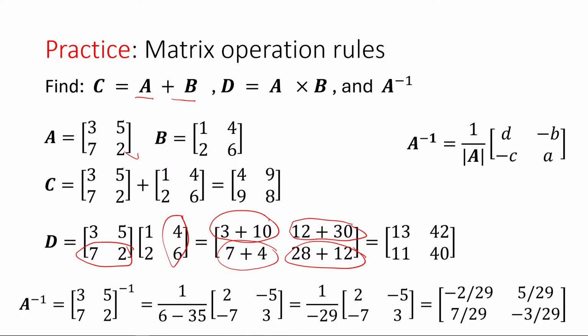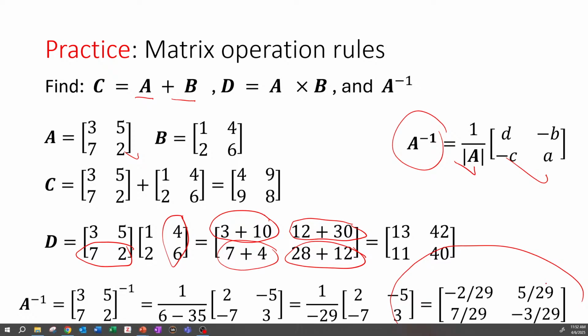For a matrix inverse, you can use this formula, for example, if it's a 2 by 2 matrix, and that's the determinant of the matrix, and that's how you do it. So if I want the inverse of matrix A, you just follow this formula, then you'll get something that looks like this.